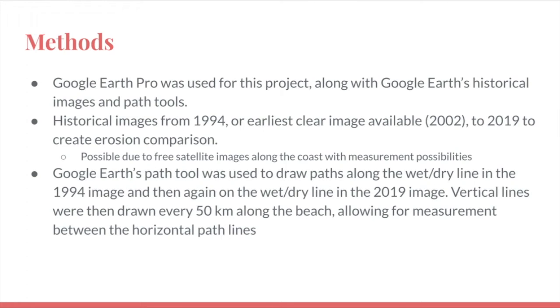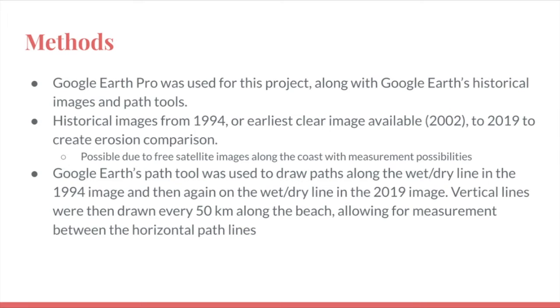Google Earth Pro was used for this project along with Google Earth's historical images and path tools. Historical images from 1994 or earliest clear image available, most commonly 2002, to 2019 were used to create erosion comparison. This is possible due to free satellite images along the coast with measurement possibilities. Google Earth's path tool was used to draw paths along the wet-dry line in the 1994 image, and then again on the wet-dry line in the 2019 image.